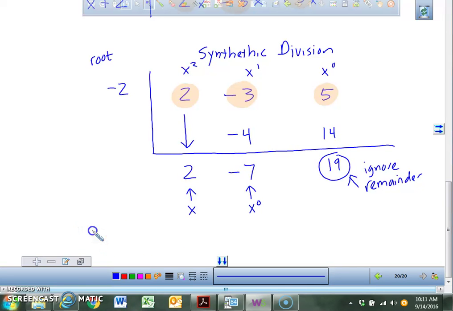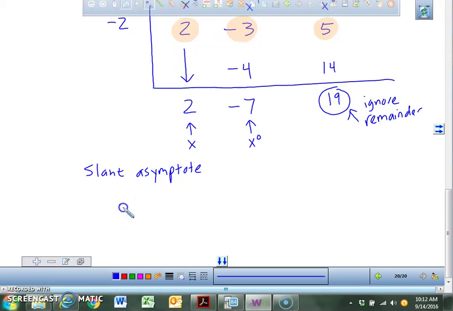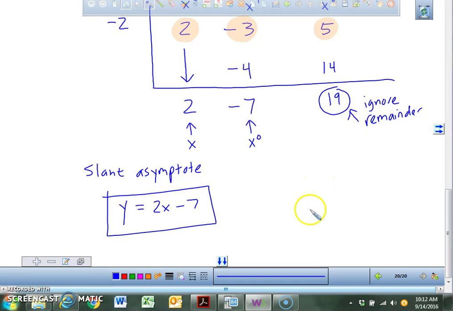So my slant asymptote, I found it. Let me show you how to interpret these two numbers. Your slant asymptote is where y is equal to 2x. That's how many x's you have, minus a 7. Your slant asymptote is actually a line that's slanted. Crazy. That's why they call it a slant asymptote. Because it's not vertical. It's not perfectly horizontal. It's slanted. Okay? So what we're going to do now is check this.